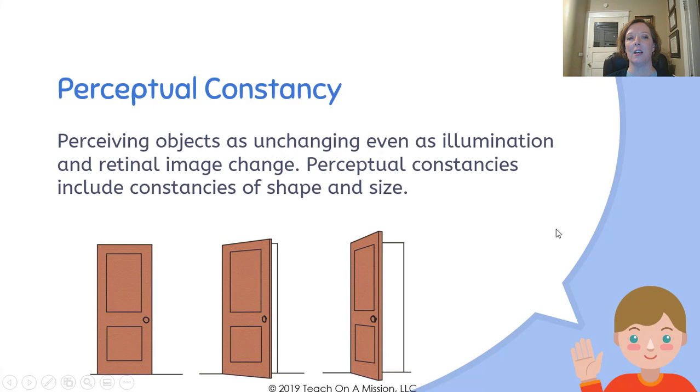Perceptual constancy is a way that our brain tries to make sense of things. We perceive objects as unchanging, even as illumination and retinal image change. So the sensory information of the door, the shape, is different, but we don't think that the shape of the door has changed. We look at it as being in a different position because we know that doors don't just change their shape randomly. Perceptual constancies include constancies of shape and size.